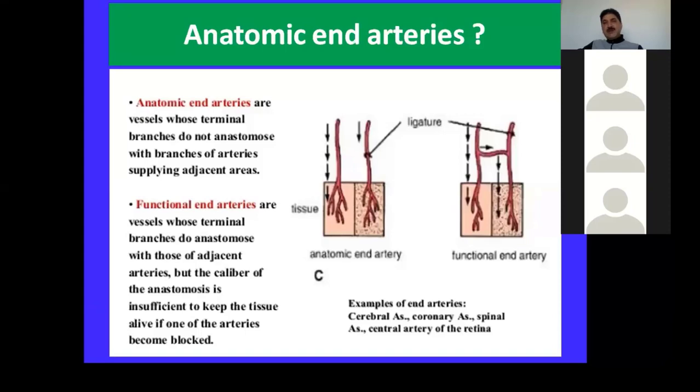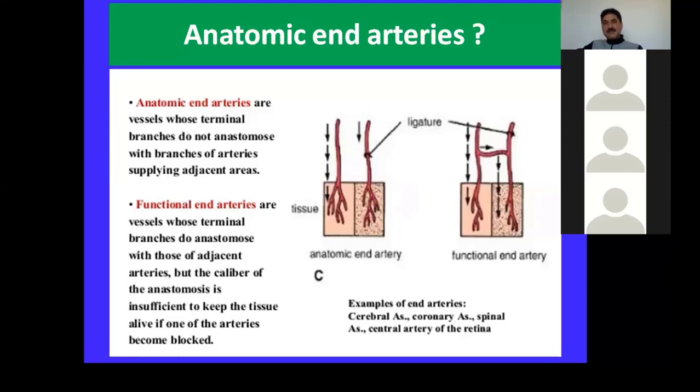Now coming to the term, I have already said anatomic end arteries are vessels whose terminal branches do not anastomose with each other. For example, you can see in this slide, two vessels supplying a tissue. In the adjacent areas, there is no communication between the terminal branches of the two vessels. Such vessels we call anatomic end arteries. If one gets blocked, there is no collateral circulation, and that part gets infarcted.